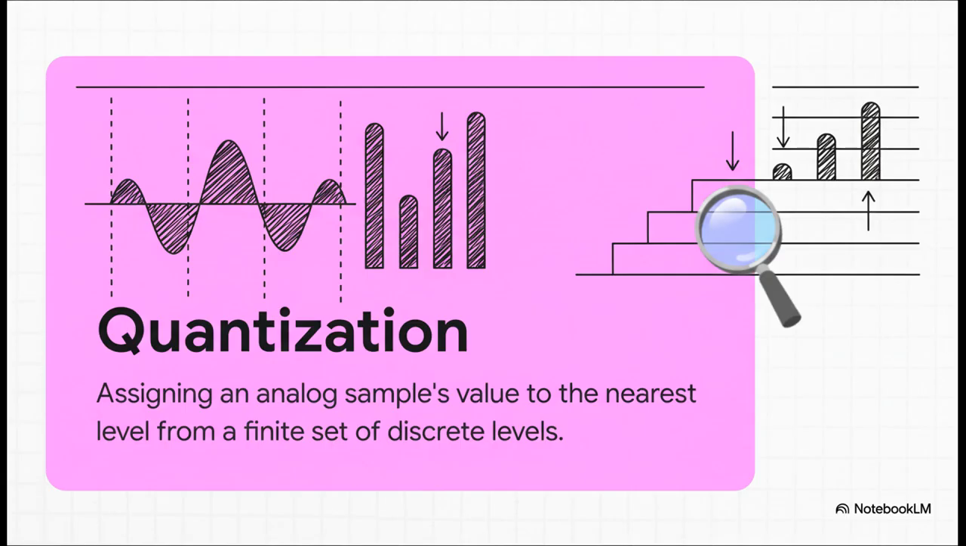The first step to going digital is a process called quantization. Think of it like rounding numbers. We take the height of each pulse and we just snap it to the nearest predefined level. So instead of infinite possibilities, the height of each sample now has to be one of, say, 16 specific values or 256 specific values. We're forcing it to be neat and tidy.